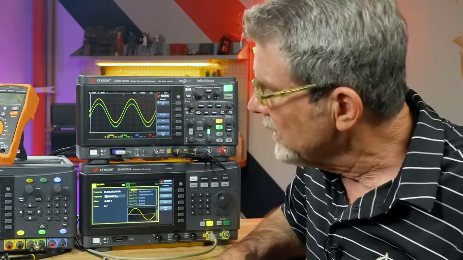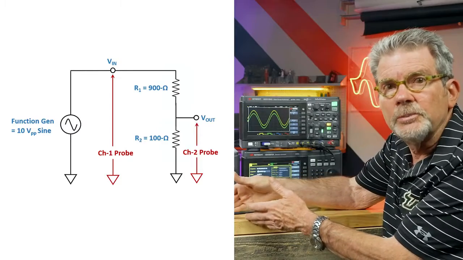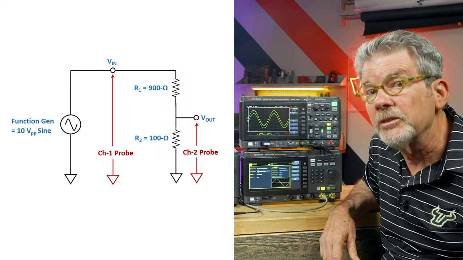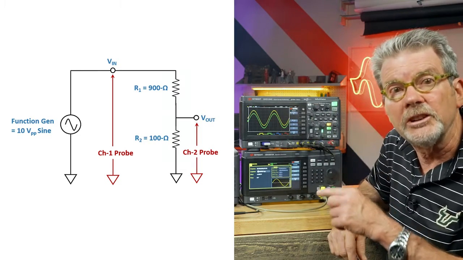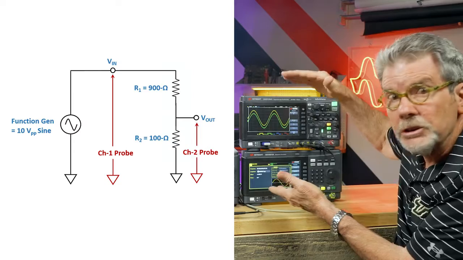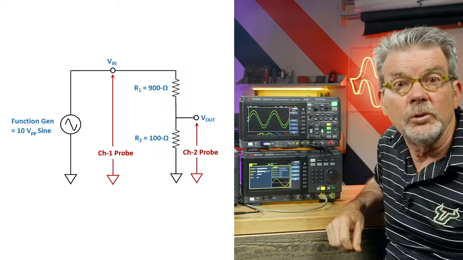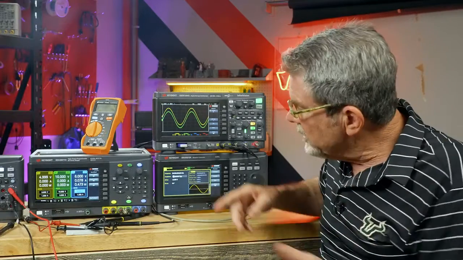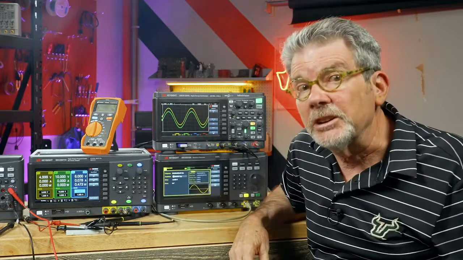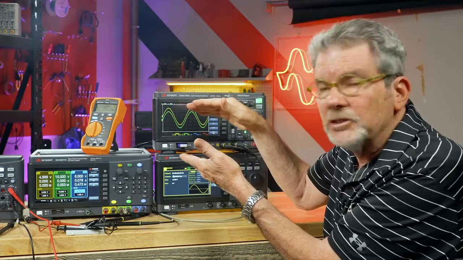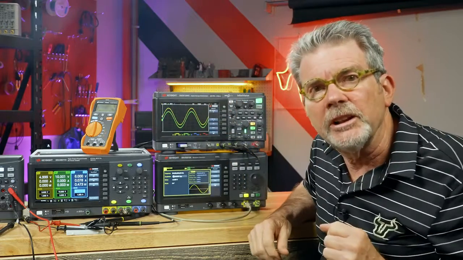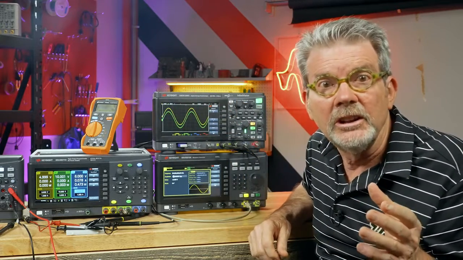With my oscilloscope probes connected to the input and output of this circuit, now we see two waveforms displayed on the oscilloscope in a voltage versus time format. We'll be talking about probing in Lesson 3. Voltage is displayed on the vertical axis, while time is displayed on the horizontal axis.